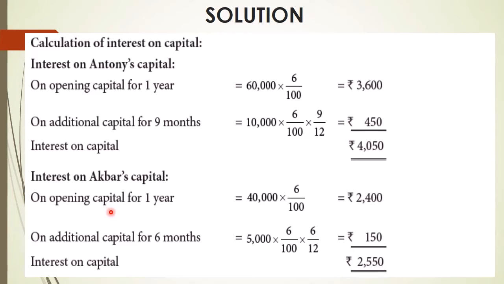First we'll calculate the opening capital. So it is 40,000 at 6%, 6 by 100. So we get an amount of 2,400 for the whole year.